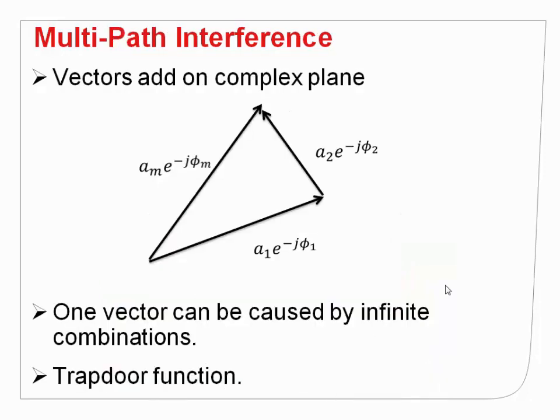And the reason that this is a difficult problem is that because you're measuring a complex value, when you have multiple returns, the complex values add on the complex plane. So what you measure is one vector, but it can be made out of 2 or more vectors. When you only have one measurement, there are an infinite number of vectors that can combine together to produce the vector that you measure. So this is a trapdoor function. This is why it's such a difficult problem to resolve.